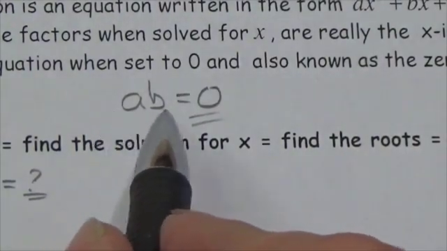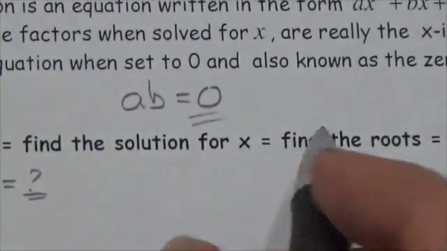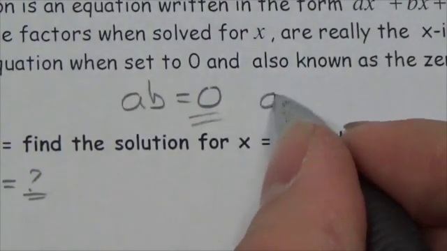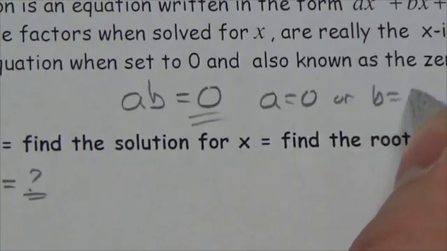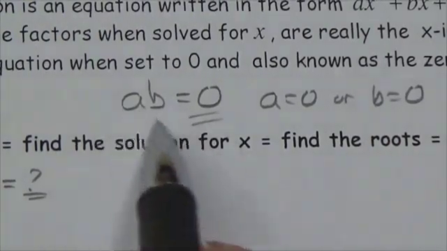Because if a times b is equal to 0, then you know one of two things must be true. Either a is equal to 0, or b is equal to 0. That's the only way their product could equal 0.